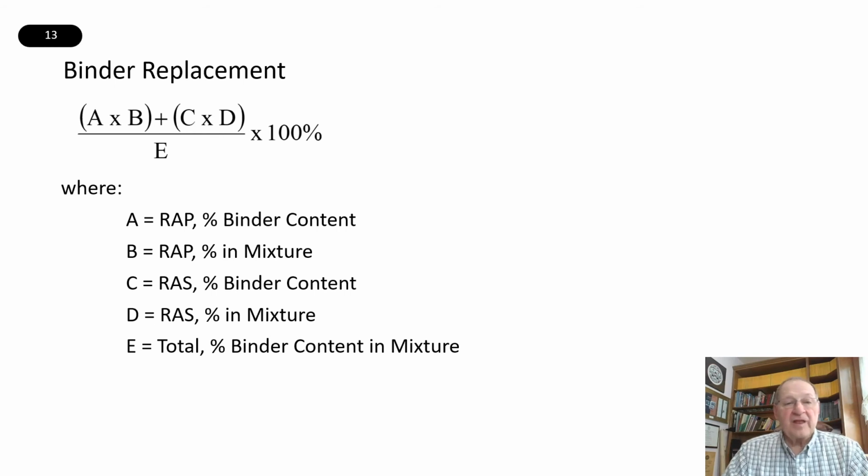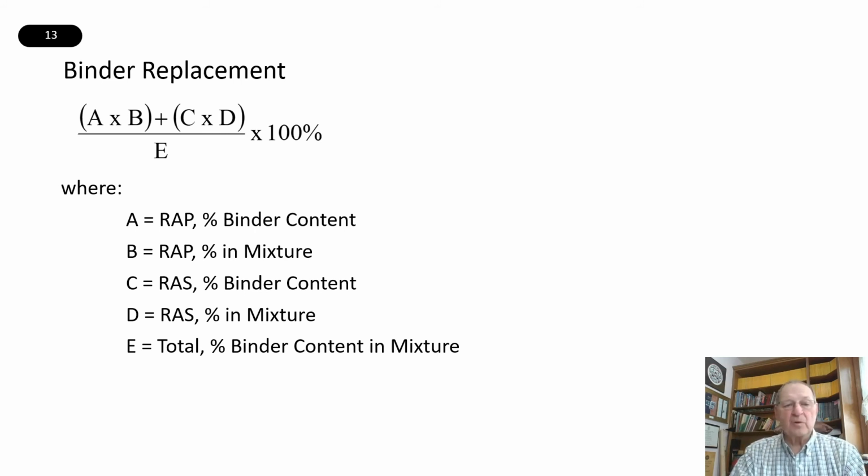And so the last thing that we will calculate is something that is referred to as the binder replacement. That is the total percentage of asphalt binder that is in our mixture. What portion of it comes from recycled materials? Now, there's two possible sources of recycled materials. One is RAP, reclaimed asphalt pavement. The second one is shingles, reclaimed asphalt shingles or recycled asphalt shingles.